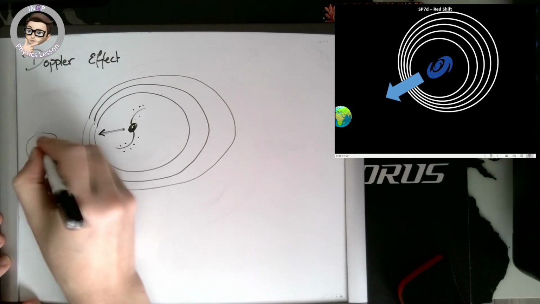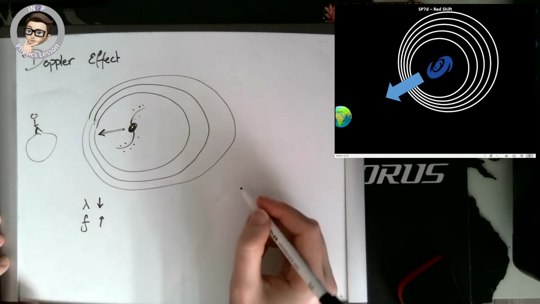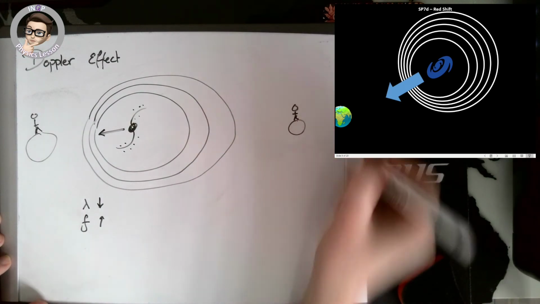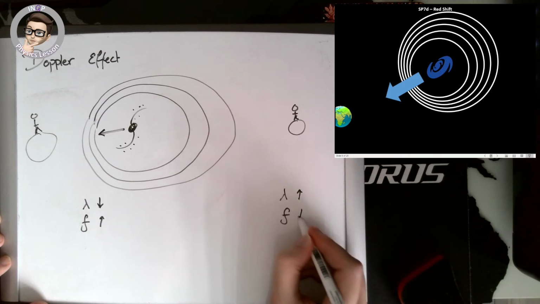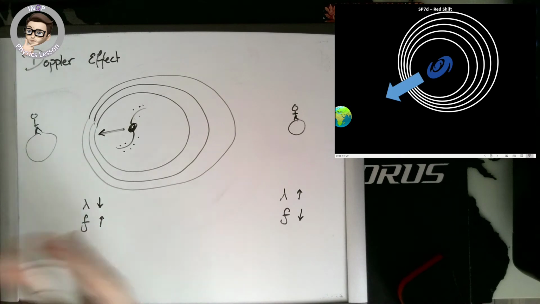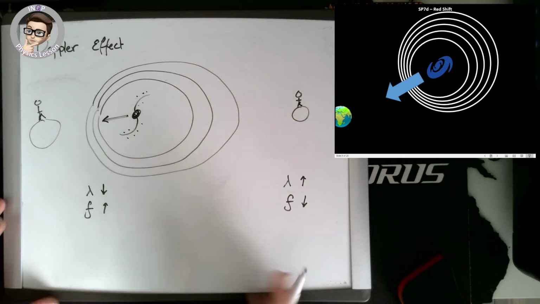Obviously we're here on Earth looking at it, but if you were stood behind it looking at it, then we would see that the wavelength is increasing, so the frequency must decrease. Well, what does that mean when we actually look at these colours?